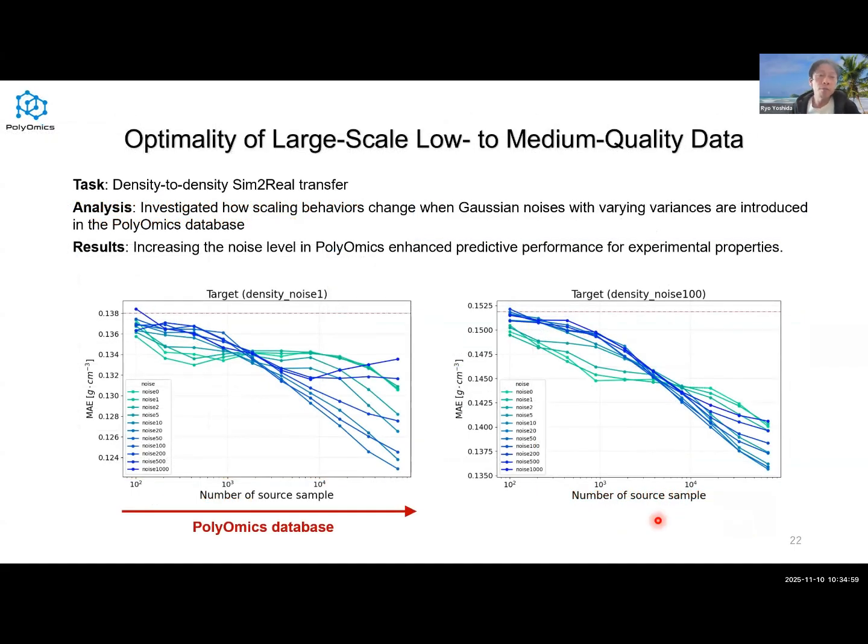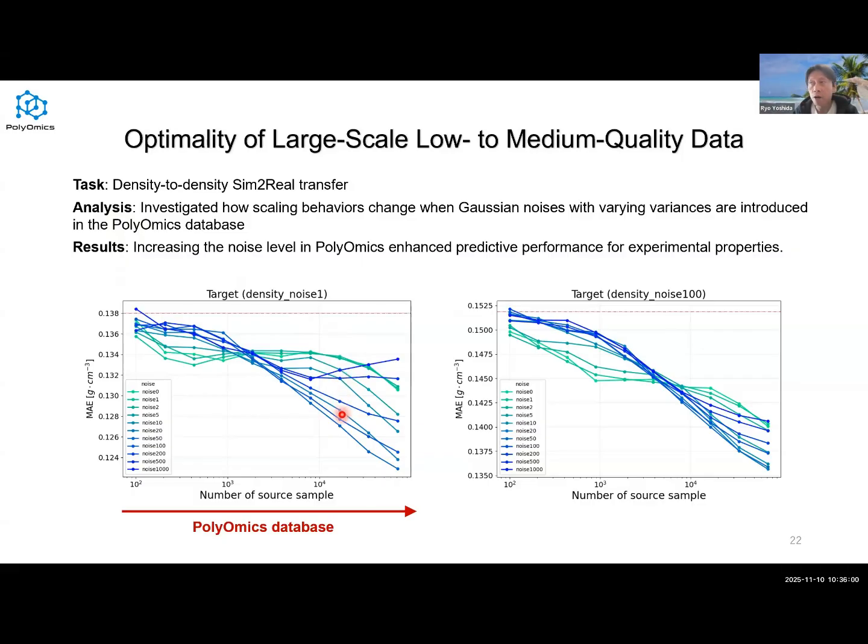This is another example result to highlight a very important aspect of sim-to-real transfer learning. In this study, we investigated how the scaling behavior changed when Gaussian noise with varying variance was introduced into the pre-trained data set from PolyOmics, so the source data is contaminated by Gaussian noise. As you can see from this figure, as the noise level in PolyOmics increases, the scaling behavior of the sim-to-real transfer model becomes stronger and stronger.